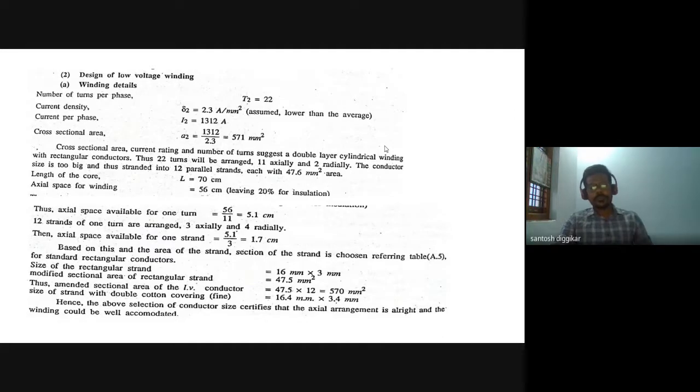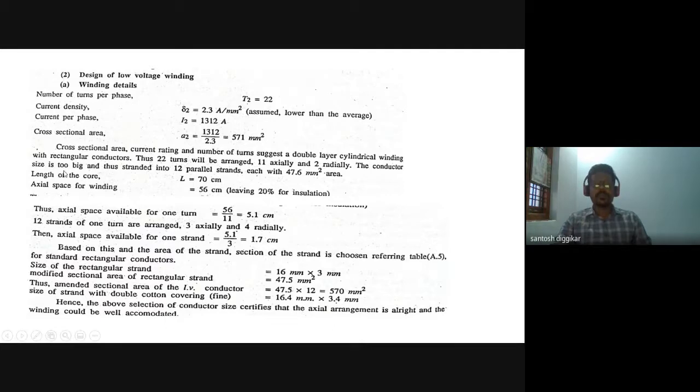The conductor size is too big and is thus subdivided into 12 parallel strands, each with 47.6 millimeter square area. Now we know that the length of the core is 70 centimeter. For the axial space for winding, it is always taken as 56, because we have to leave 20% for insulation. 20% of 70 is 14, so it is 56.